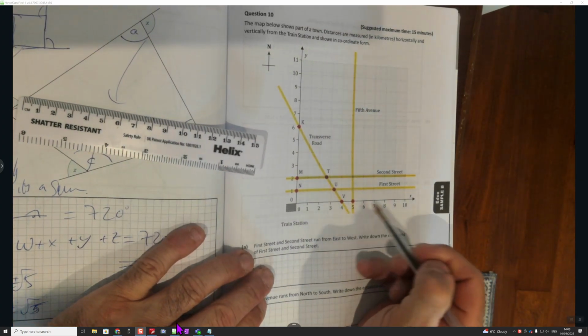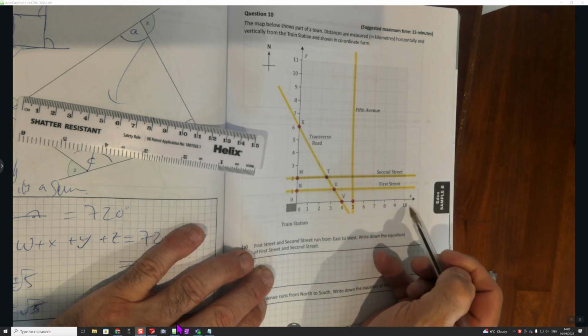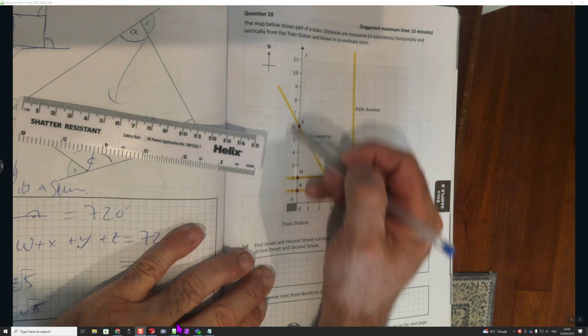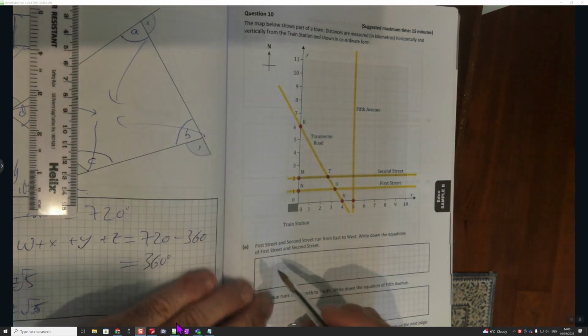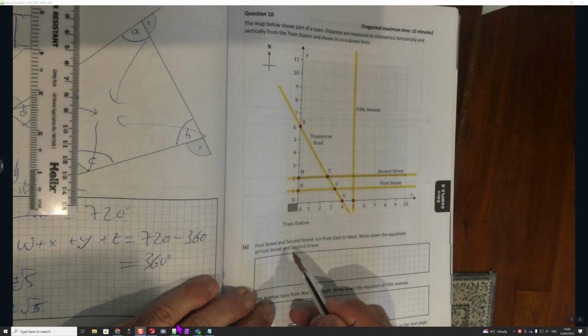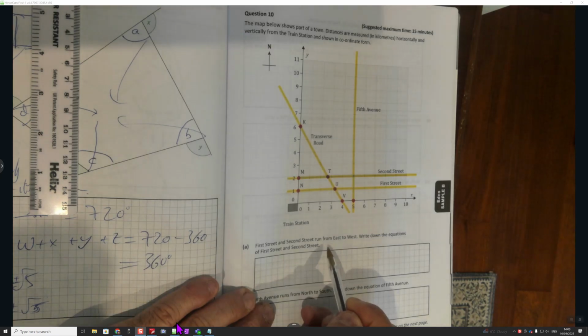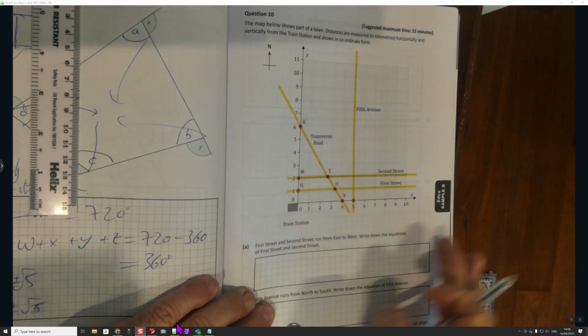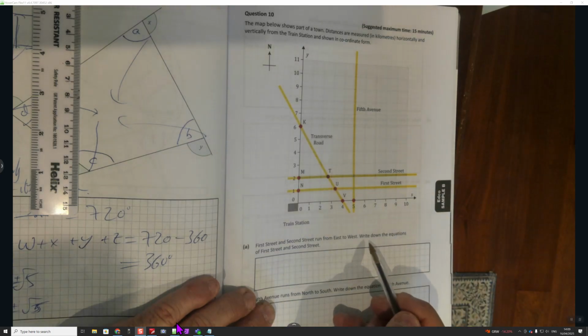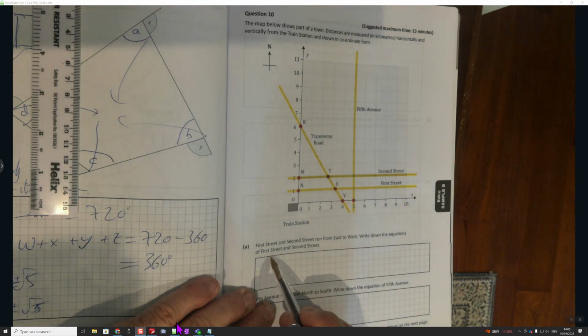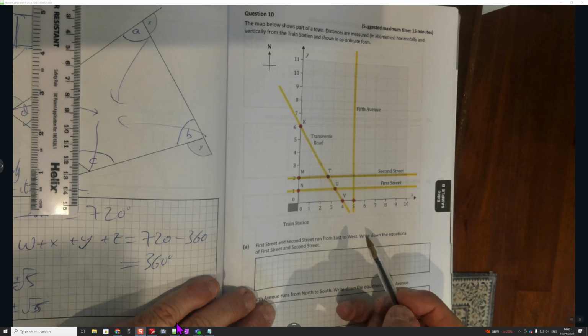Okay, in other words, there's a scale here. These are kilometers, 10 kilometers across the town and 11 kilometers up and down the town. First Street and Second Street run from east to west, east on the left, west on the right. Write down the equations of First Street and Second Street.